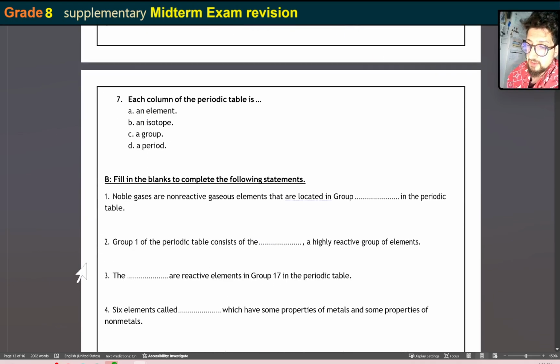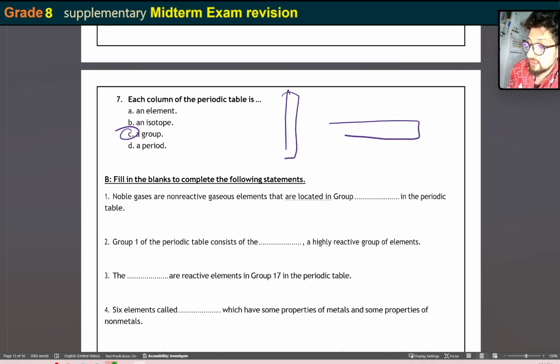Each column of the periodic table is a group, also known as a family. So this is known as a group or a family or a column, and this is known as a row or a period. And there are 7 periods in the periodic table while there are 18 groups. Okay? Right, moving on.